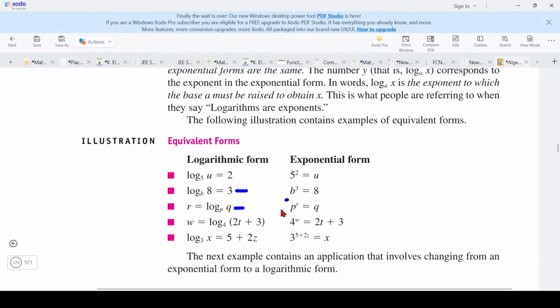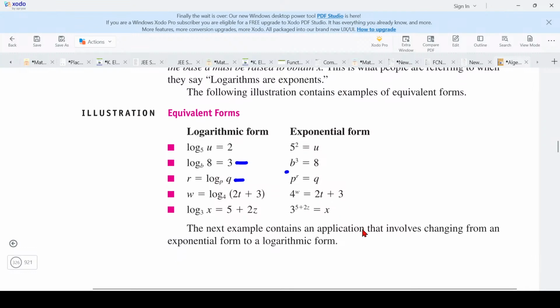4 power w equals 2t plus 3. Very good. What about this one? 3 raised to 5 plus 2z equals x. Very good. Fantastic. Now the reverse also you can do, no? Now without looking here, look here and tell me.